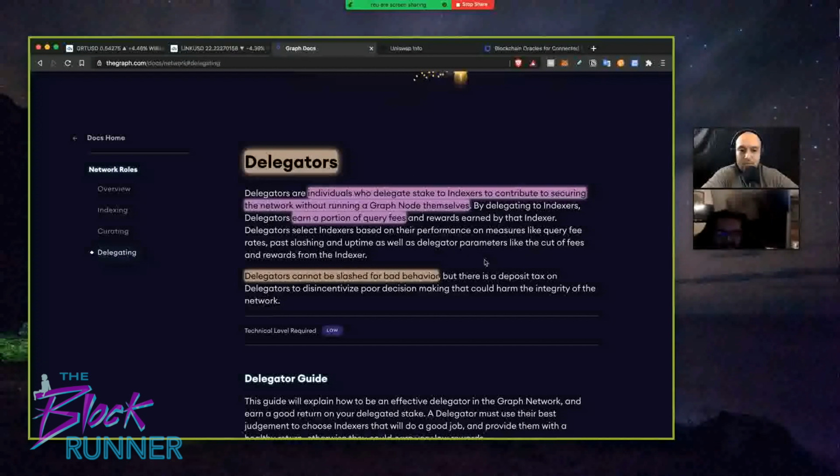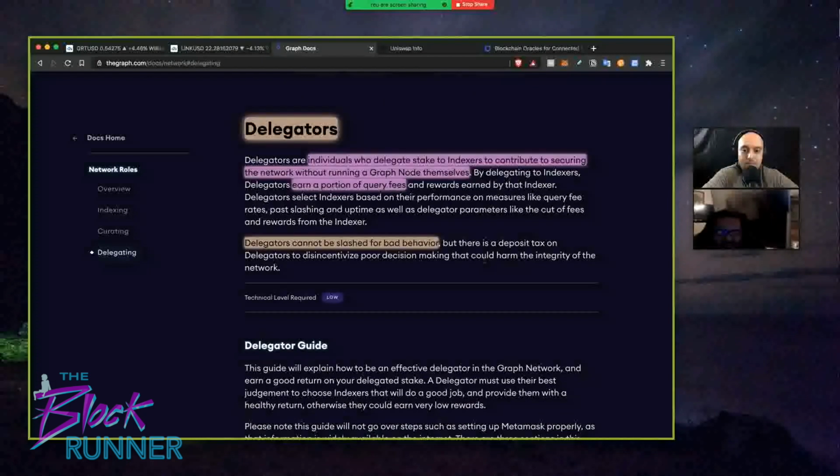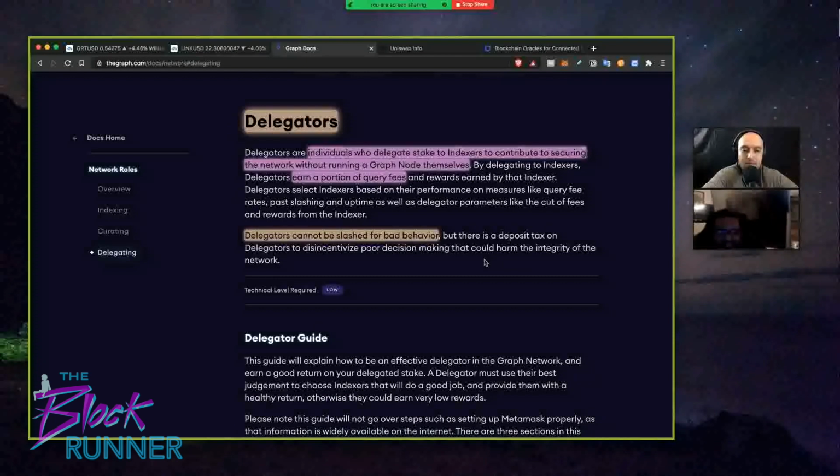Interesting. So these are the non-technical actors in the ecosystem, right? It's like the reputation system for the actual indexers. Yes, basically, the more delegators you have assigned to your indexer, the higher your five-star rating. These are the Yelp reviewers of the ecosystem.